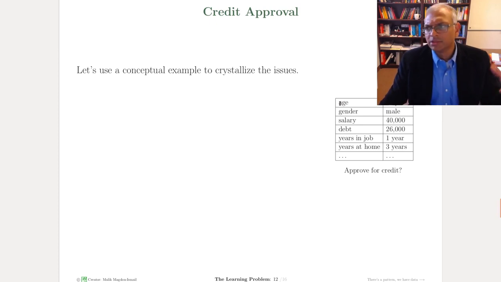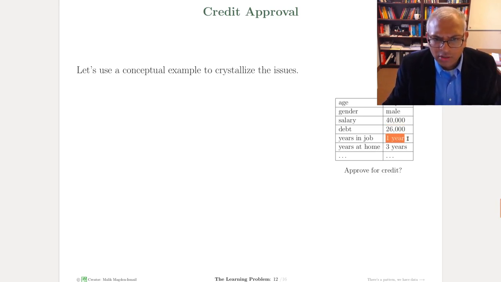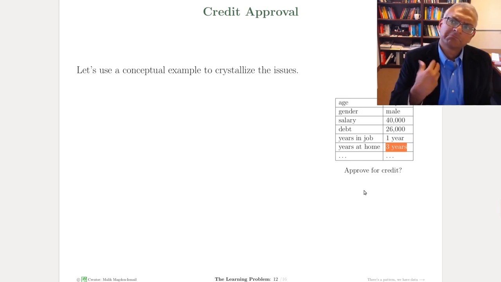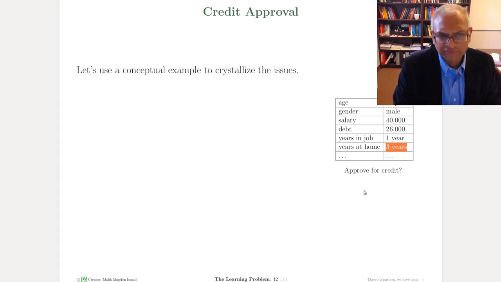So think of this as somebody who's graduated from college, had a job for, let's say, 10 years, so 32 years old, male, salary 40K, is 26K in debt, has been in his current job for 1 year, has lived at his current residence for 3 years, and so on and so forth. These are the kinds of questions that a typical credit card application or a loan application will get from you.